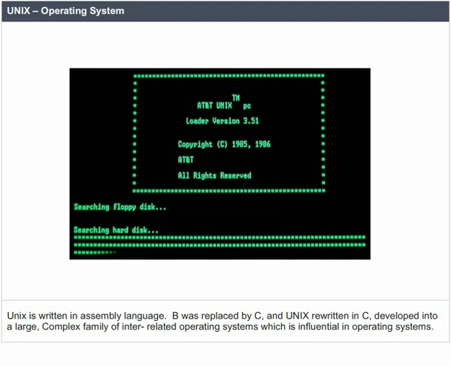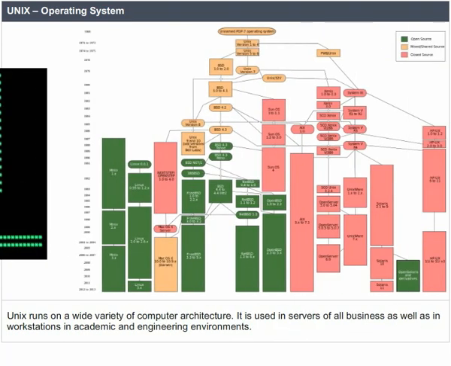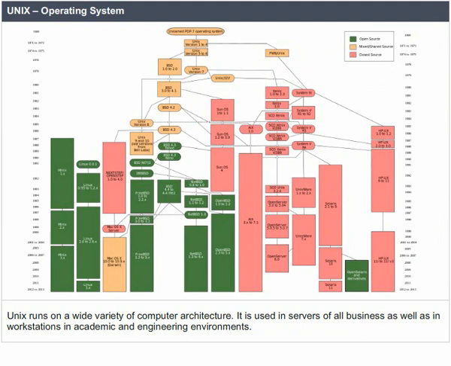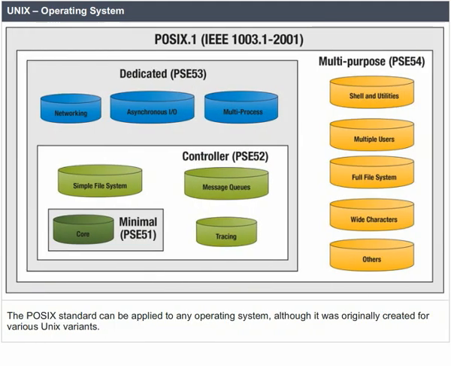Unix operating system. Unix was written in assembly language. B was replaced by C, and Unix, rewritten in C, developed into a large complex family of interrelated operating systems, which is influential in operating systems. Unix runs on a wide variety of computer architectures. It is used in servers of all businesses as well as in workstations in academic and engineering environments. The POSIX standard can be applied to any operating system, although it was originally created for various Unix variants.